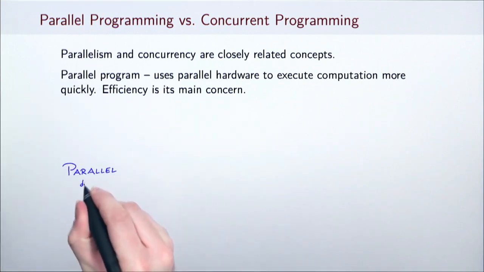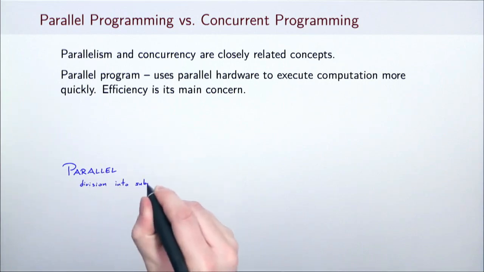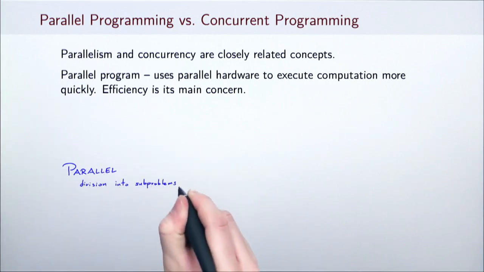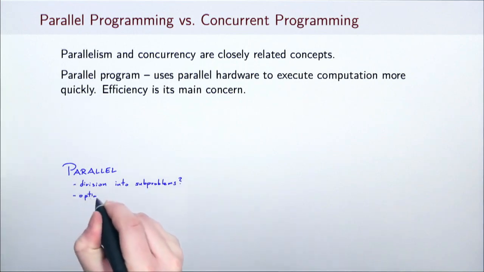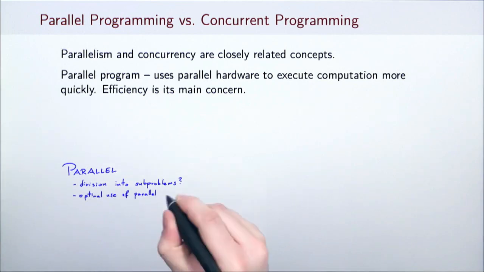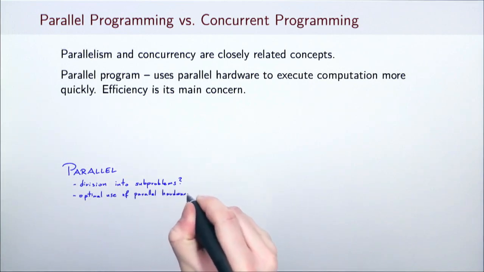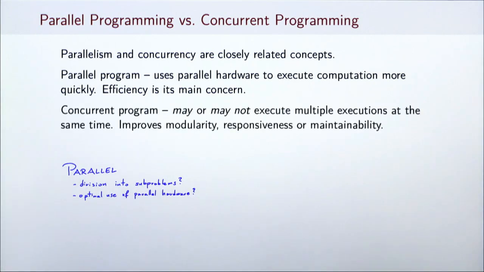Parallel programming answers questions such as how to divide a computational problem into subproblems that can be executed in parallel, or how to make best use of underlying parallel hardware to obtain the optimal speedup. A concurrent program is a program in which multiple executions may or may not execute at the same time.